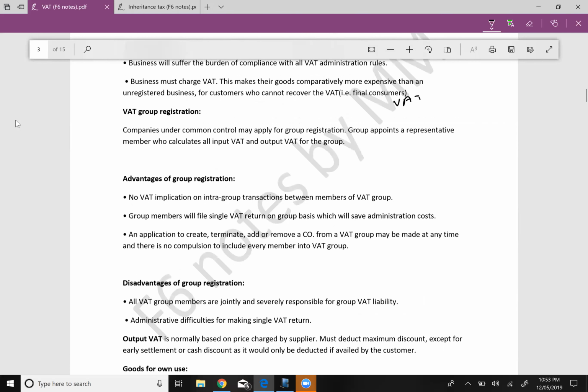So I've already discussed advantages and disadvantages.